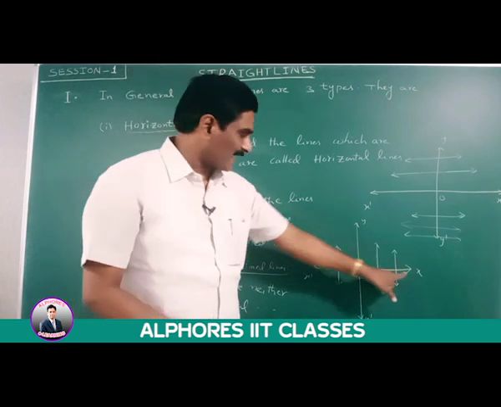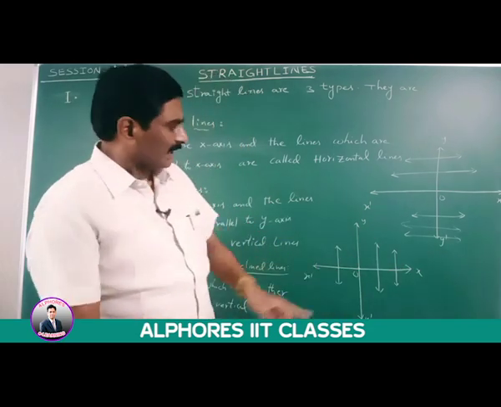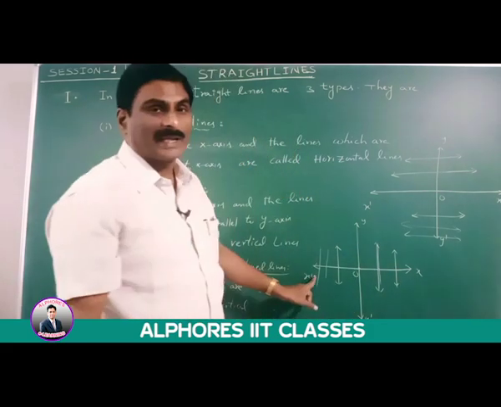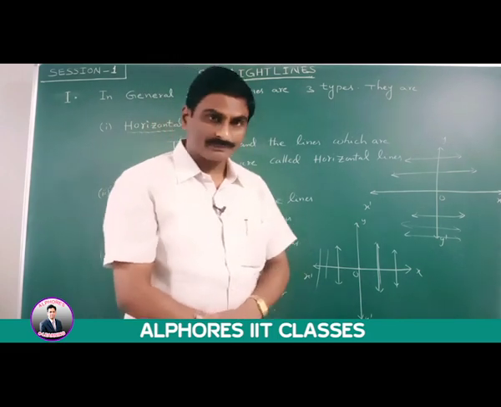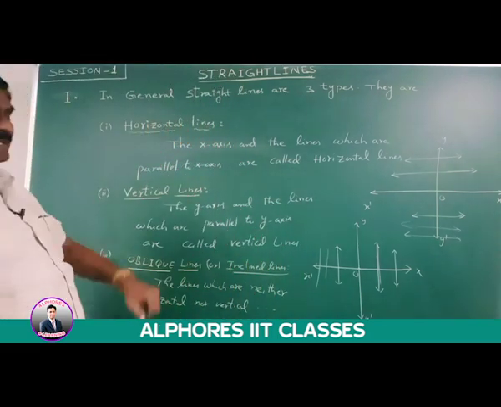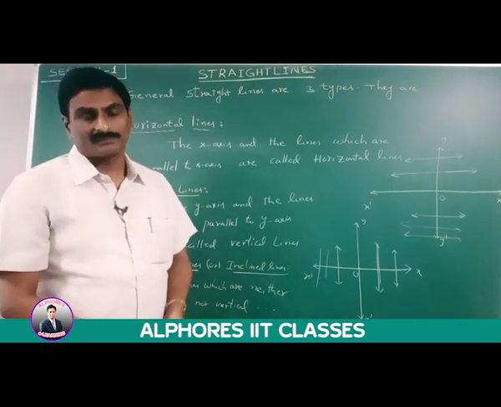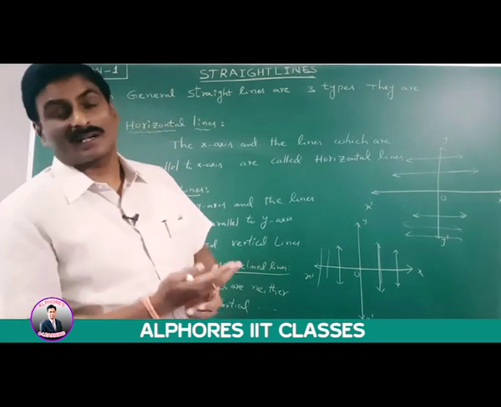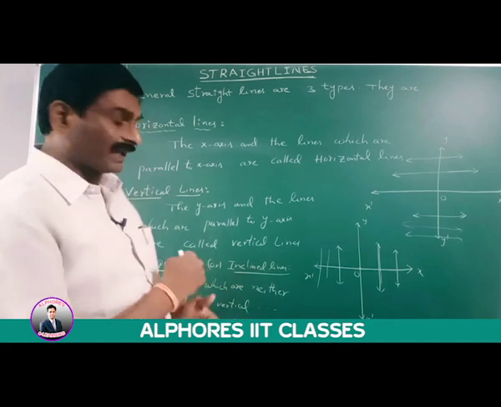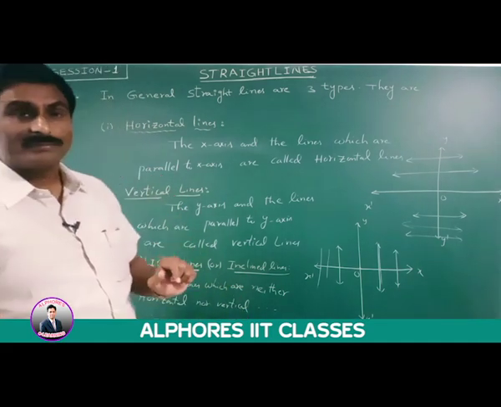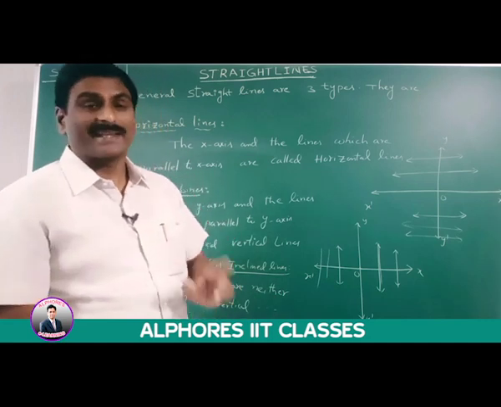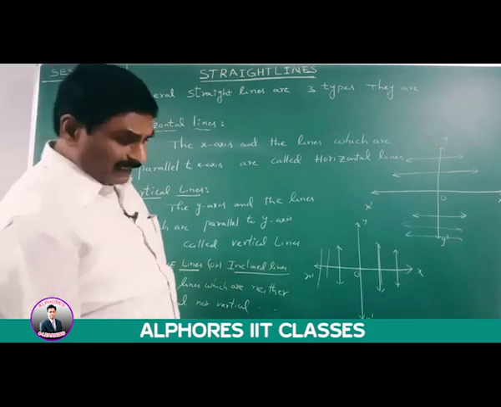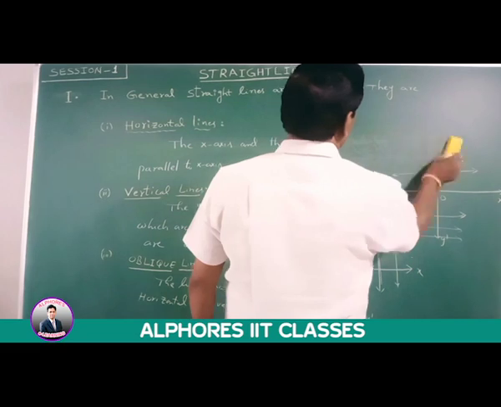It is the coordinate system, x dash, y dash, O is the origin. This is the y-axis. The y-axis and the lines which are parallel to this y-axis, all of these are said to be vertical lines. Next, oblique lines or inclined lines. The lines other than horizontal and vertical lines are said to be oblique. That means simply the lines which are neither horizontal nor vertical are said to be oblique lines.